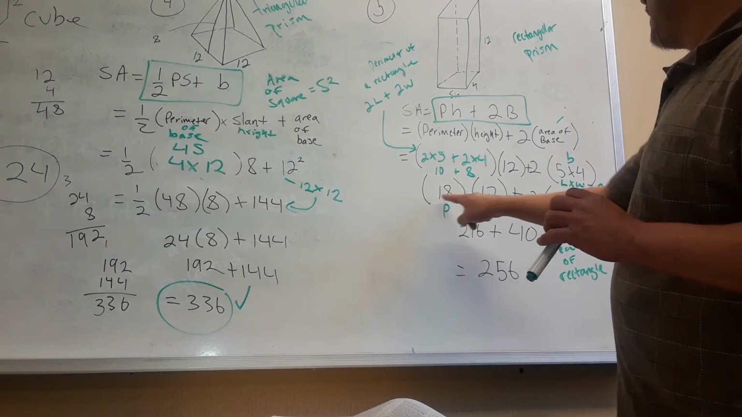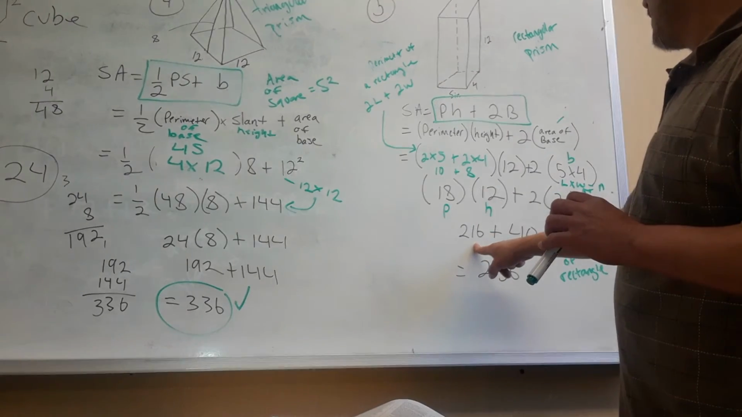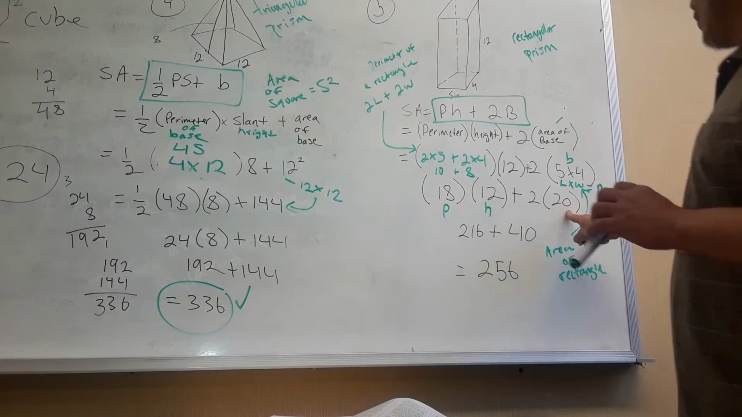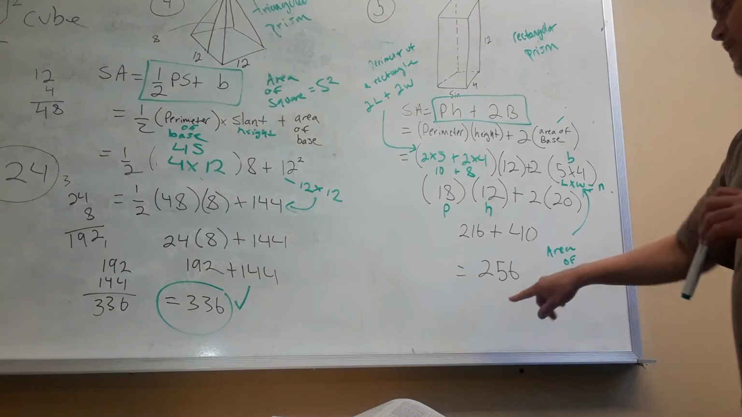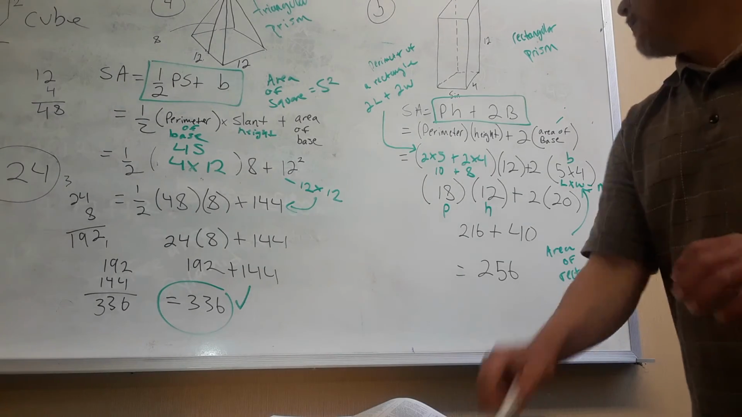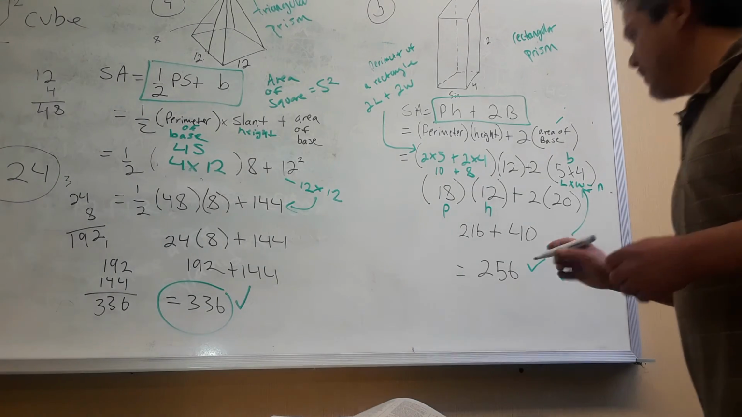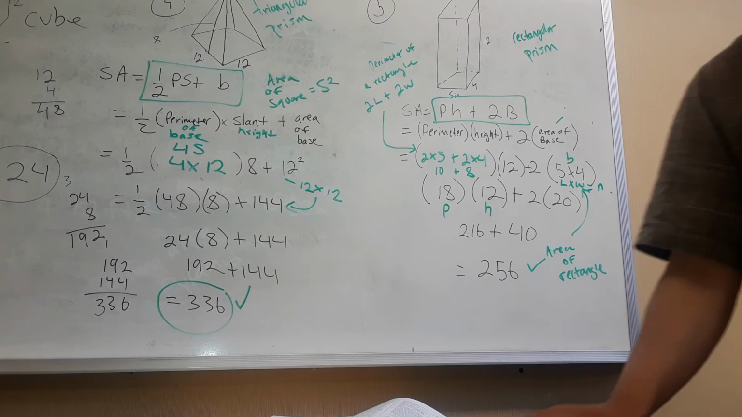Here, perimeter times height, 18 times 12 is 216. 2 times 20 is 40. 216 plus 40 is 256. And again, this has been verified with the answers in the book.